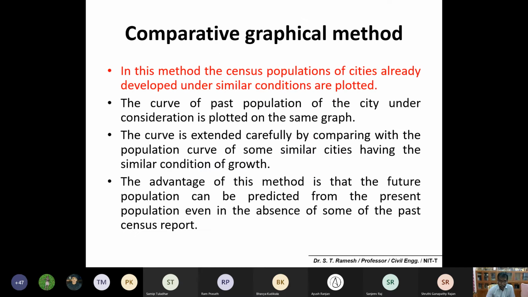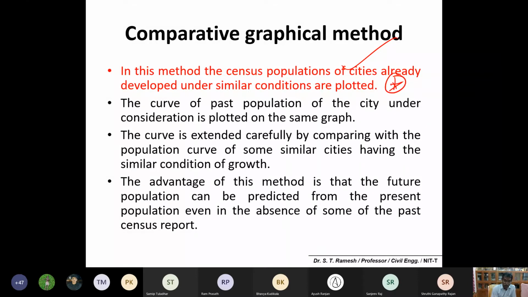And the next one is the comparative graphical method. The comparative graphical method, that's also something we discussed in the last class. In this method, the census population of cities already developed under similar conditions are plotted. Please make a note of it.